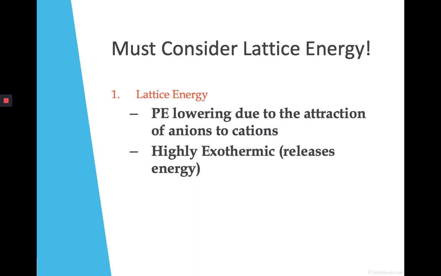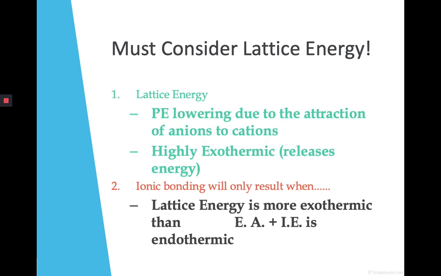Potential energy lowering happens due to the attraction of anions to cations. Again, in order to form the solid compounds, the ions must be releasing energy into their surroundings. So that's why it's highly exothermic. Ionic bonding will only result when the lattice energy is more exothermic than the sum of the electron affinity and the ionization energy, which makes it endothermic.